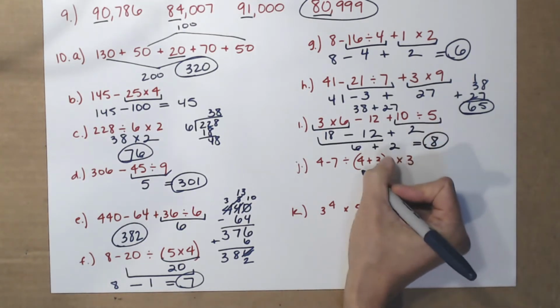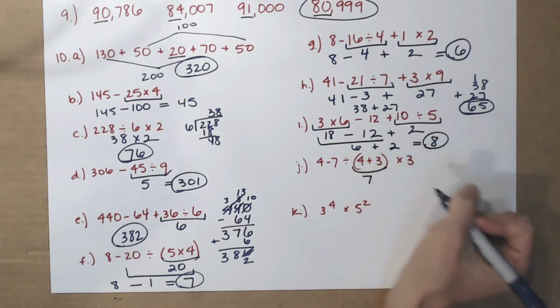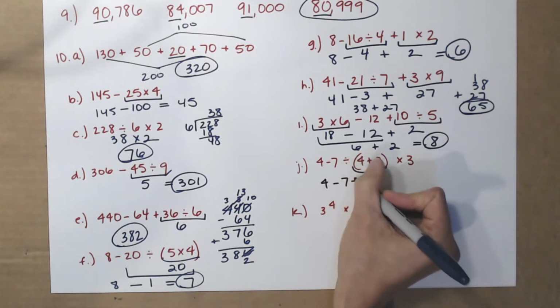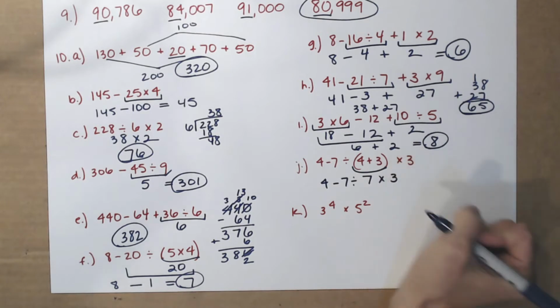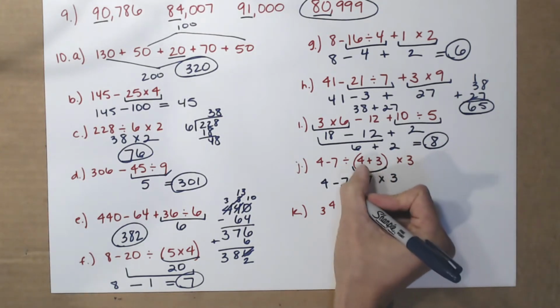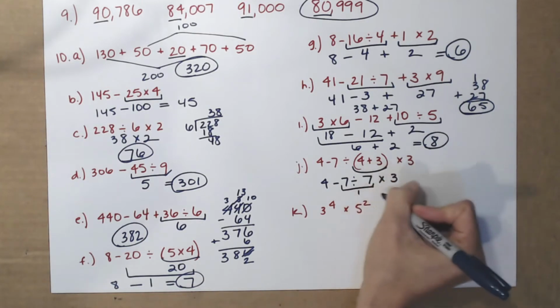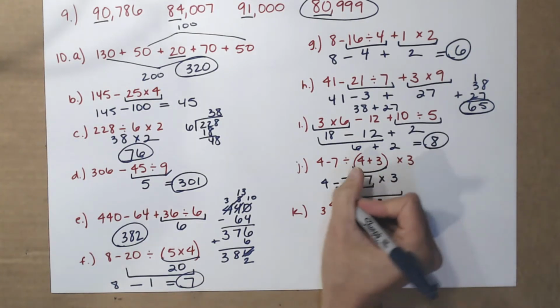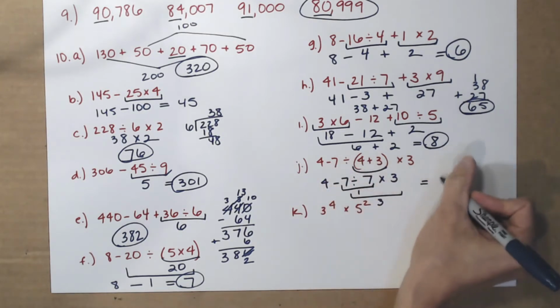Now we have a parentheses. Got to do that first. I'm just going to write this, bringing everything down. Now I go left to right, multiplication and division. So 7 divided by 7 is 1, and then 1 times 3 is 3. So I end up with 4 minus 3 is 1.